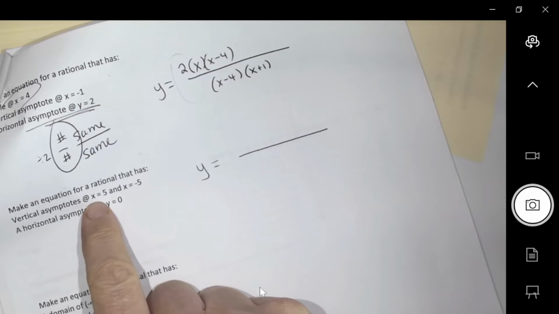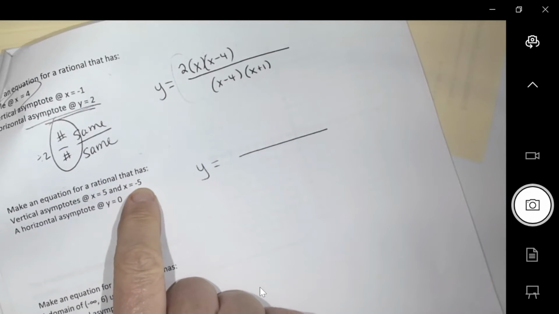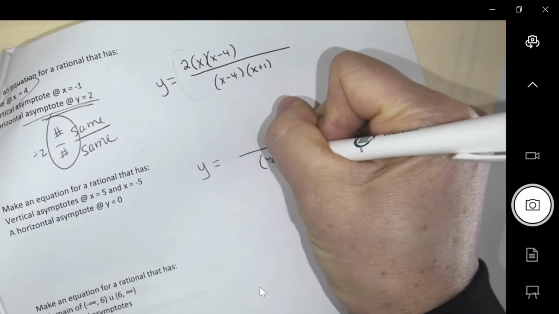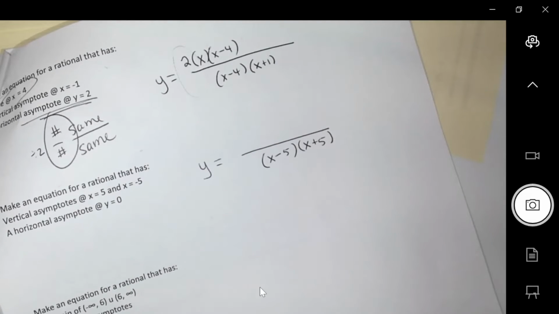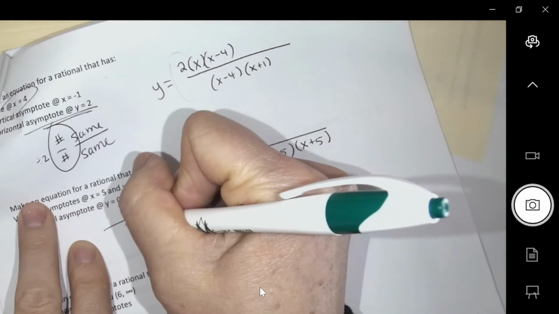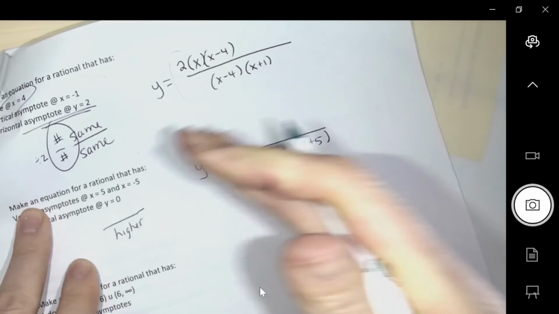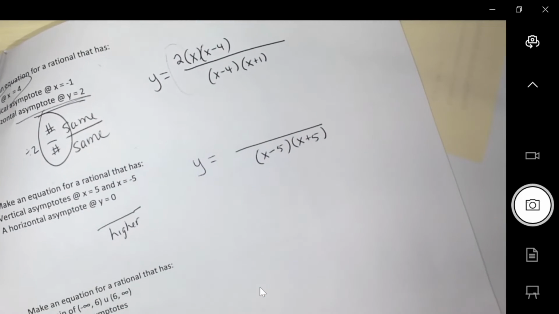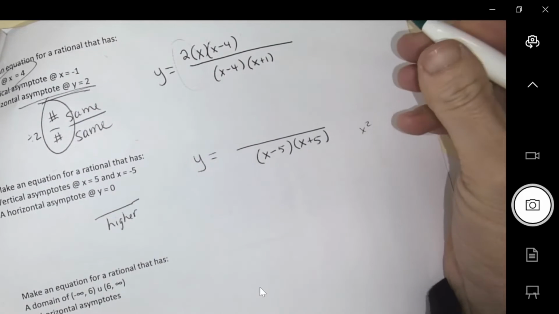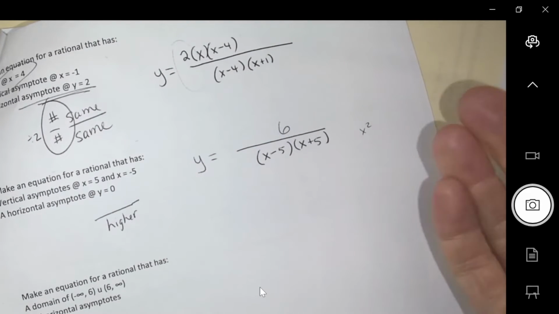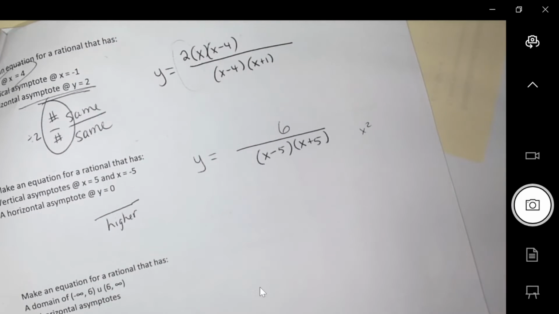Okay, we need a vertical asymptote at 5 and negative 5. We need a horizontal asymptote at 0. So I need anything as long as it's higher degreed on the bottom, which it's an x squared on the bottom, so you could put just a number, or you could put 6x, I don't know. As long as you don't make it an x squared, don't do that, right? Because then it changes.